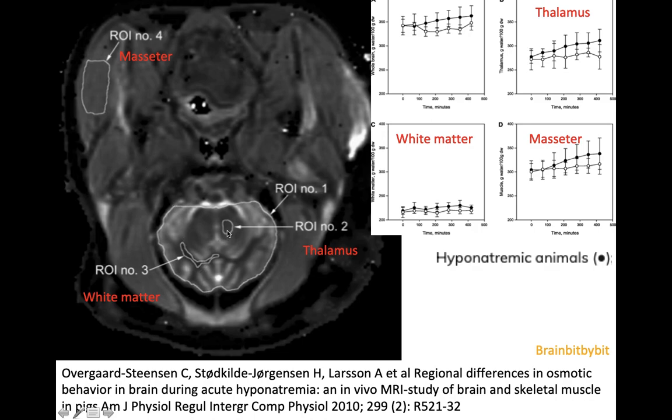You can see that in pigs the thalamus is located very low in the brainstem, in contrast to humans, and this is a little bit of white matter. If you compare the hyponatremic to the control pigs, you can see that the thalamus is much more influenced by the hyponatremia than the white matter, and that there's also some response in the muscles of mastication. With these regional differences, we can look at the osmotic demyelination, which we will discuss next time.